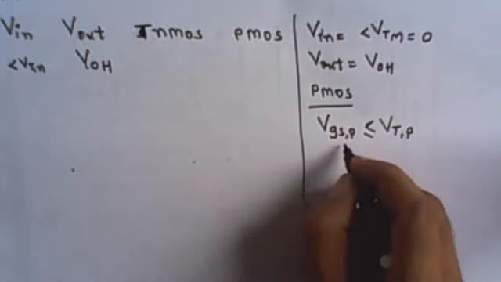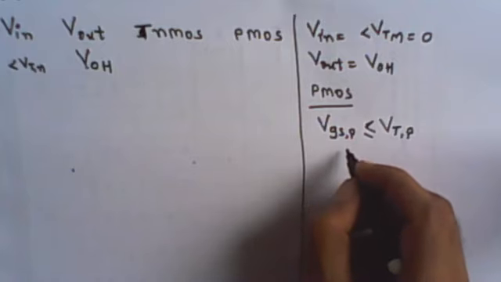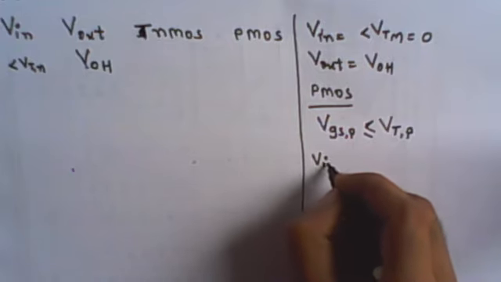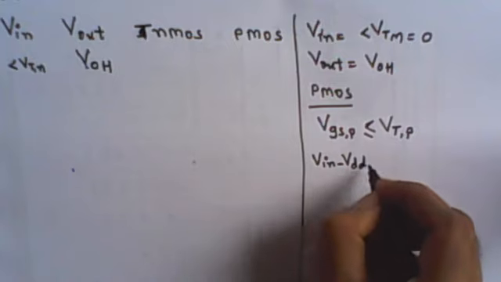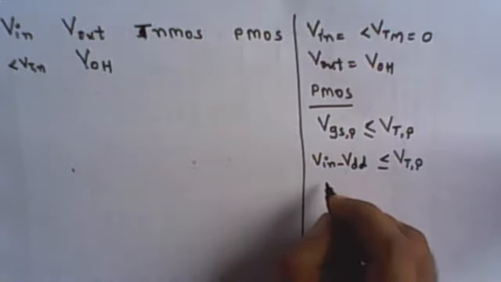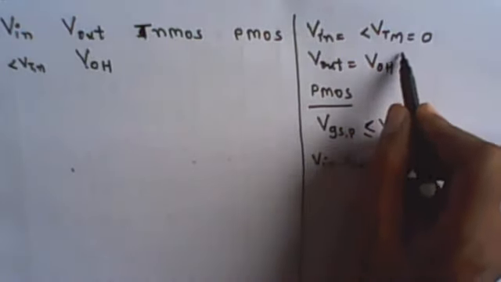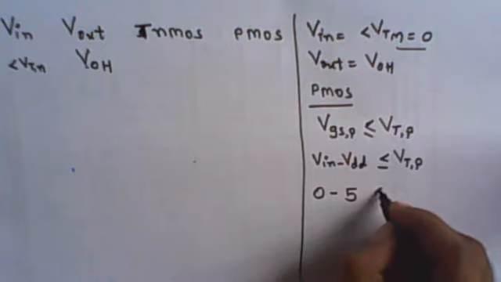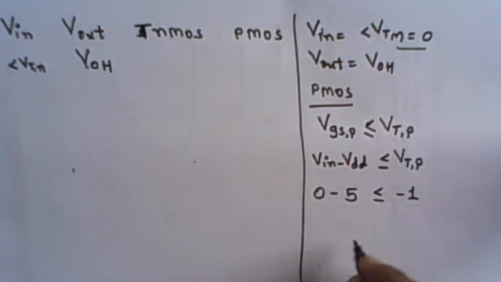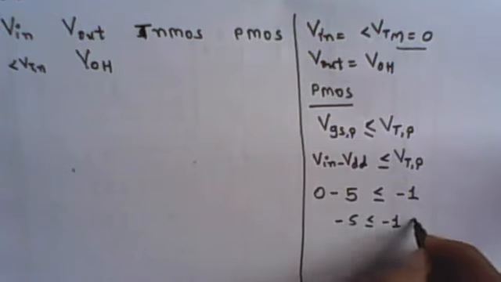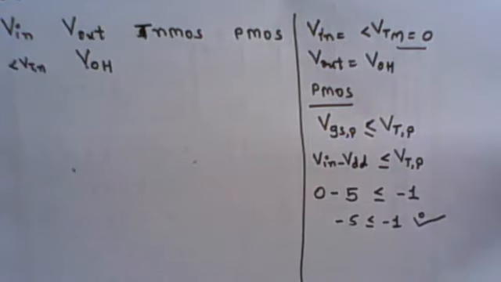So let me substitute the VGS of P in terms of input and output voltage. What is the VGS of P? We already derived it: it is input minus VDD, right? Is it less than the threshold of the P MOSFET or not? We have to check. Now, what is the input for this condition? Input is near about 0. What is the VDD for our example? It is, let's say, 5, and VTP is near about -1. So minus 5 is less than or equal to -1, which means this condition is correct. It is satisfied, right?